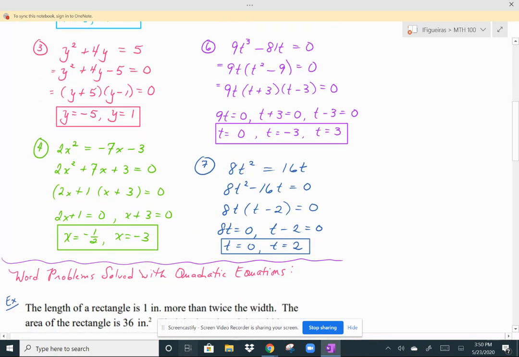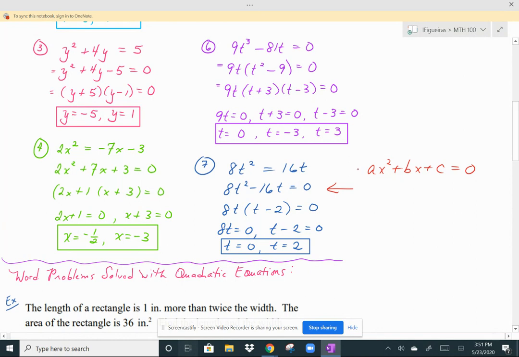All right, here's one last problem. I have 8t squared equals 16t. Again, this is not in standard form, although it is a quadratic equation. When I put it in standard form, I get 8t squared minus 16t plus 0 equals 0. Remember that when I first started this lesson, I said standard form looks like this.